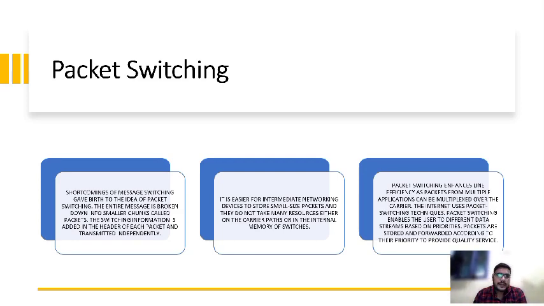So why did we need packet switching, as there is already message switching? In this point, we will see why we needed packet switching. This point says that the shortcomings of message switching gave birth to the idea of packet switching. The entire message is broken down into smaller chunks called packets. The switching information is added in the header of each packet and transmitted independently.